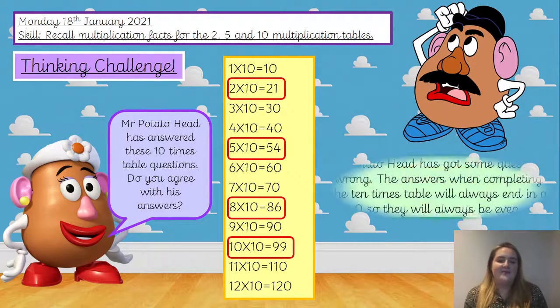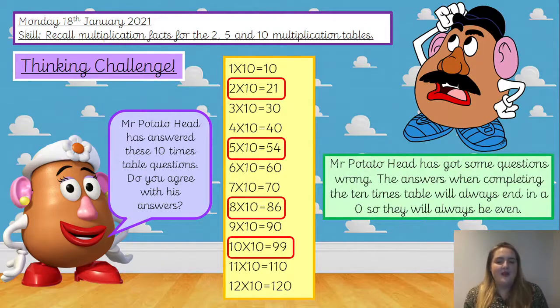Okay, so he's got some of the wrong answers then, because when we are counting in 10s, when we're completing our 10 times table, the answer always ends in a 0. Okay, so they'll always be even. If we have a look at that first one that he's got wrong then, he's got 21 and that doesn't end in a 0. So what would the right answer for 2 times 10 be? Tell the person next to you.